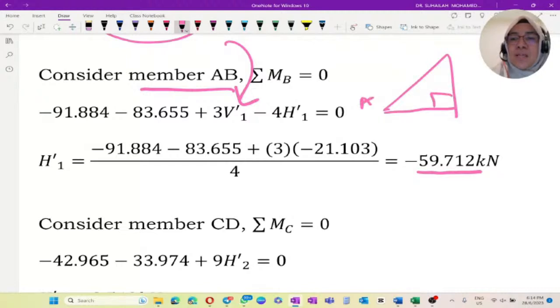Of course, we have to check the trigonometry for this AB. See, this is 5 meter, this is 3 meter. So we have to find the y value, which is equivalent to 4, first. Then only we can calculate this value.